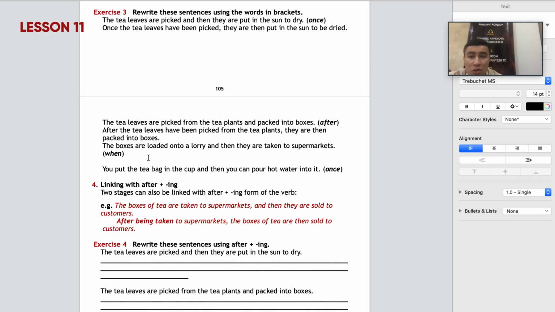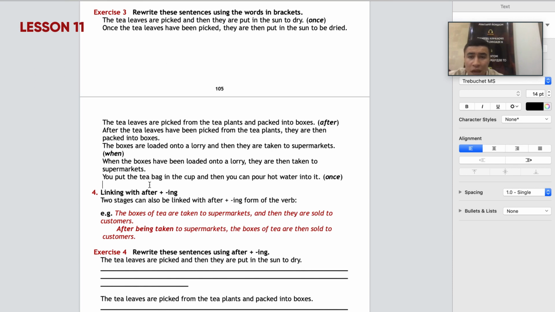Next, the boxes are loaded onto a lorry and then they are taken to supermarkets. Okay, you should use when here. When the boxes have been loaded onto a lorry, they are then taken to supermarkets.